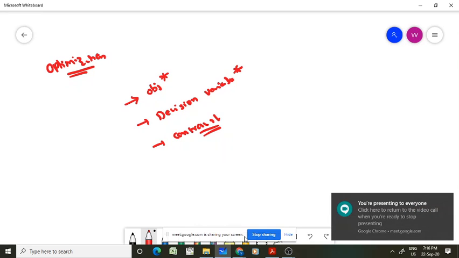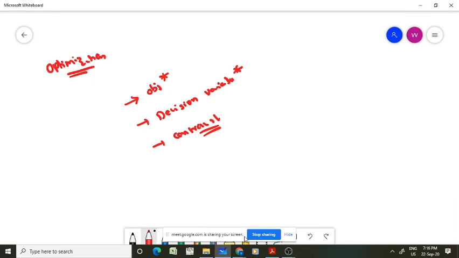So every optimization problem has three parameters: objective function, decision variables and constraints. But the objective function and decision variables are mandatory for any optimization problem, whereas the constraints exist for some problems, while in other problems the constraints will not exist. So what is the objective function? I will share one example with you all, then we can easily understand.